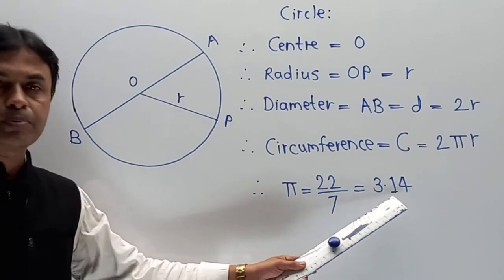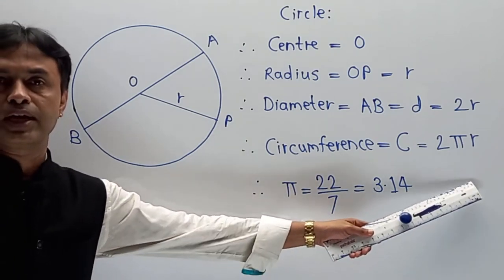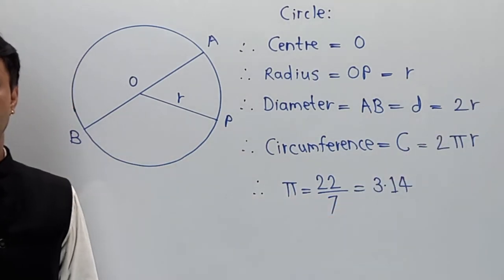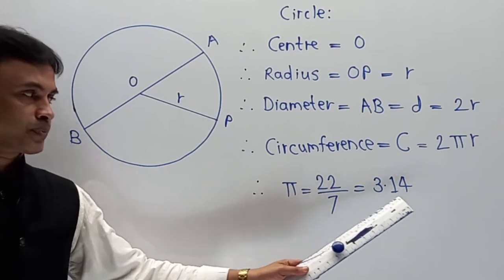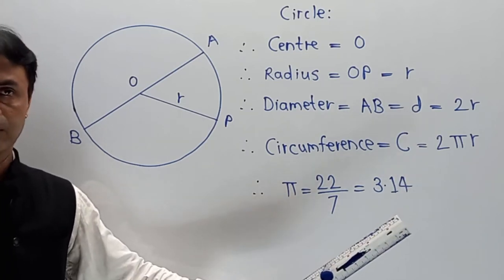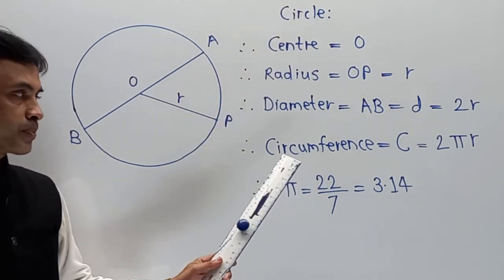Actually, this value is 3.1415279, and it keeps increasing up to round about 29 digits. But up to 2 decimals we are taking, that is 3.14. And one by one, once again, a part over here.